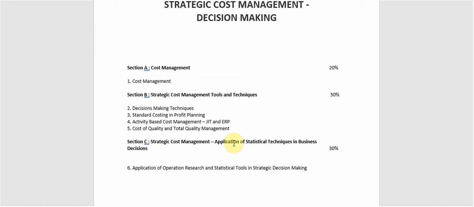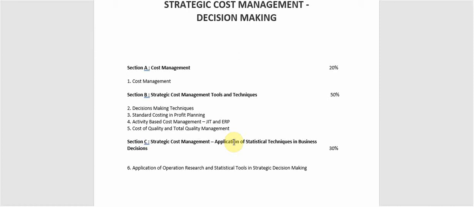This is a very important topic, Section B. And Section C carries around 30% of marks, which includes operations research. So this is the segregation of marks in the costing paper.